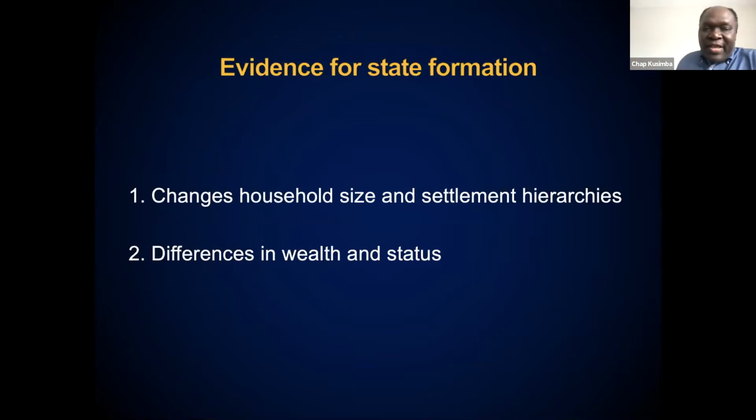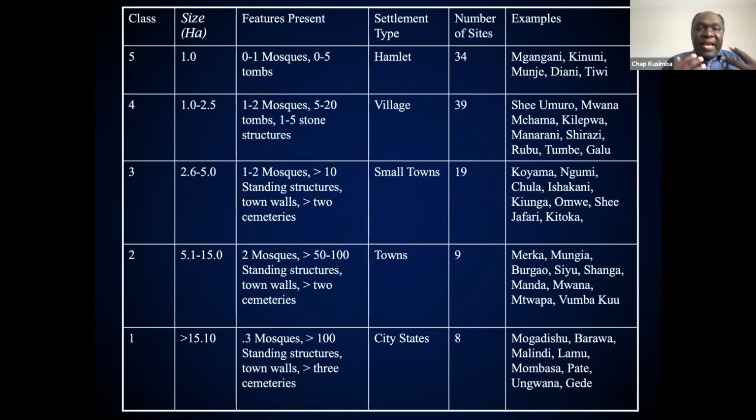So, what are some of the evidence we have? The evidence we have are clear-cut changes in household size and settlement hierarchies through time, right? We also have clear evidence of differences in wealth and status among the peoples who are living in these emergent polities, right?